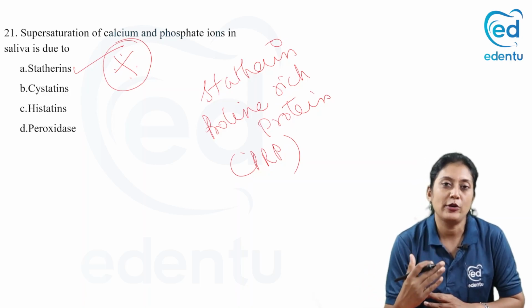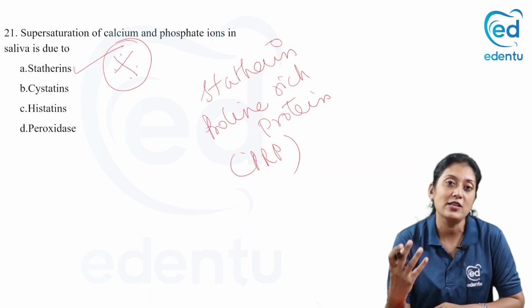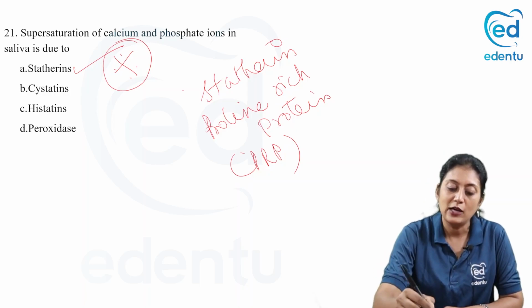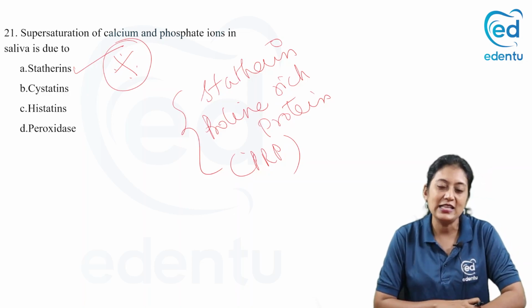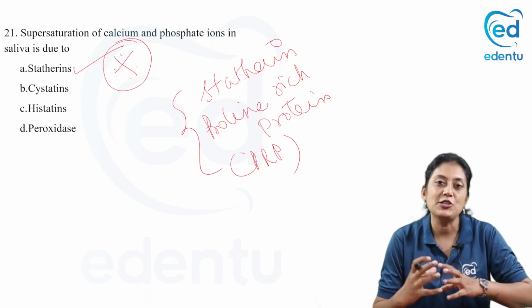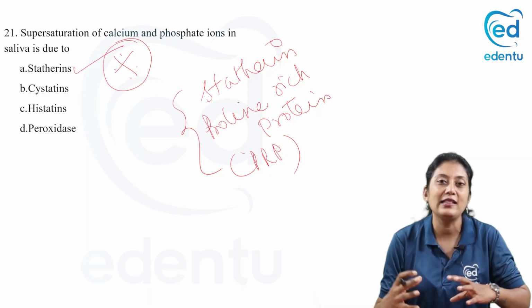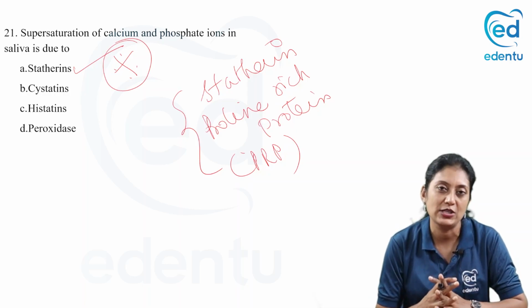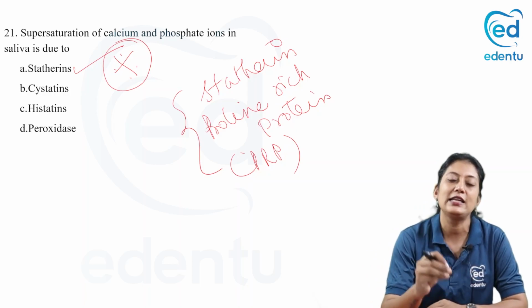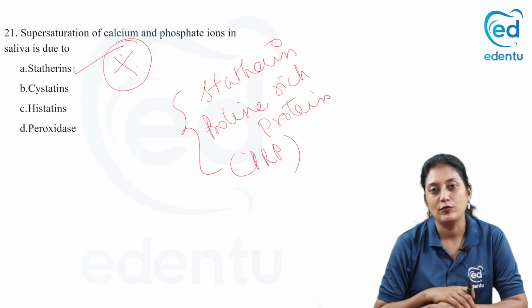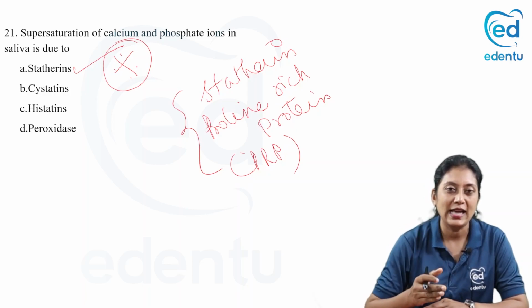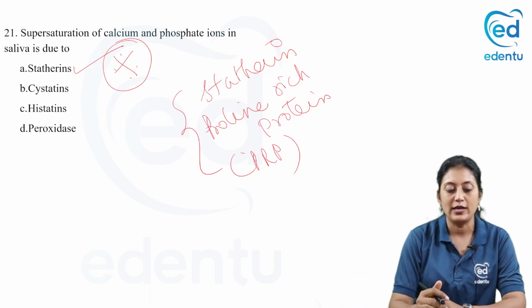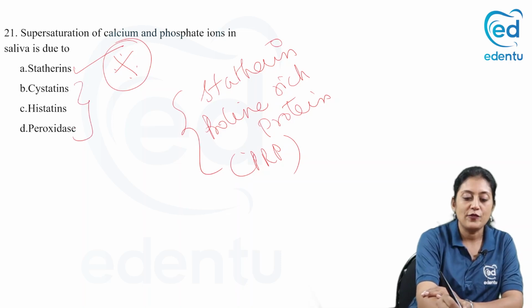So the body's protective mechanism, especially the saliva's protective mechanism, is that the components present in saliva, statherin and proline rich protein, will take the calcium and phosphate from the saliva, form supersaturation, and deposit this into the decalcified area of the tooth. That is a protective function so that from decalcification, cavitation will not happen. But what is the function of the other three?